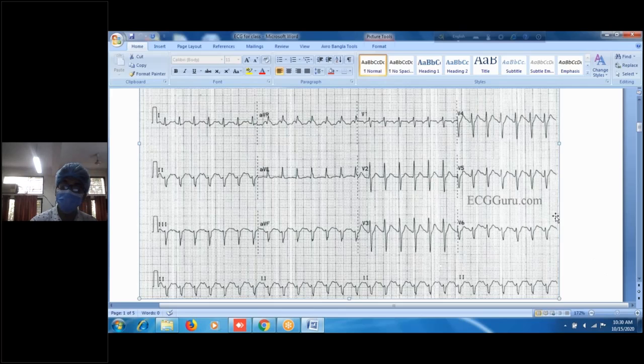This SVT is a very popular question here. How will you differentiate this from atrial fibrillation? How will you differentiate this from sinus tachycardia? Because all these are narrow-complex tachycardia: atrial fibrillation, narrow-complex; supraventricular tachycardia, narrow-complex; and ventricular tachycardia, wide-complex. Okay. So this is SVT with the relevant questions.